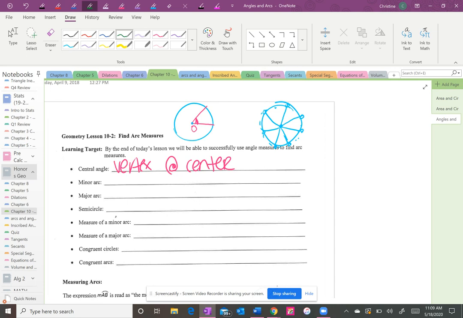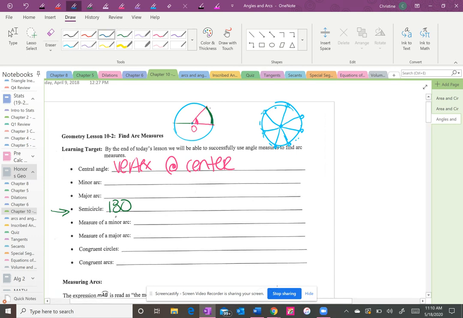a pizza. Okay, this right here is called a minor arc, and it's minor because it's less than half the circle, which is 180. So let's talk about the semicircle first. Okay, a full circle is 360 degrees, so a semicircle would be half of that, or 180. That makes sense because look, it's a straight line. Okay, also known as the diameter.